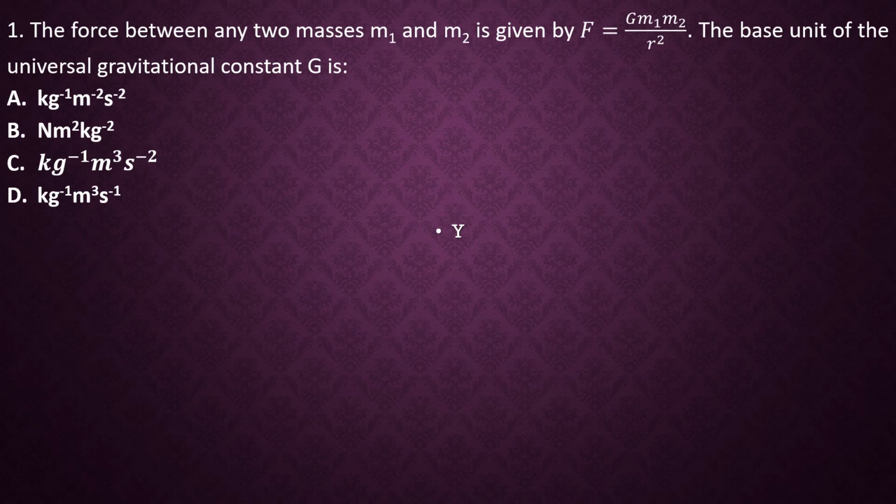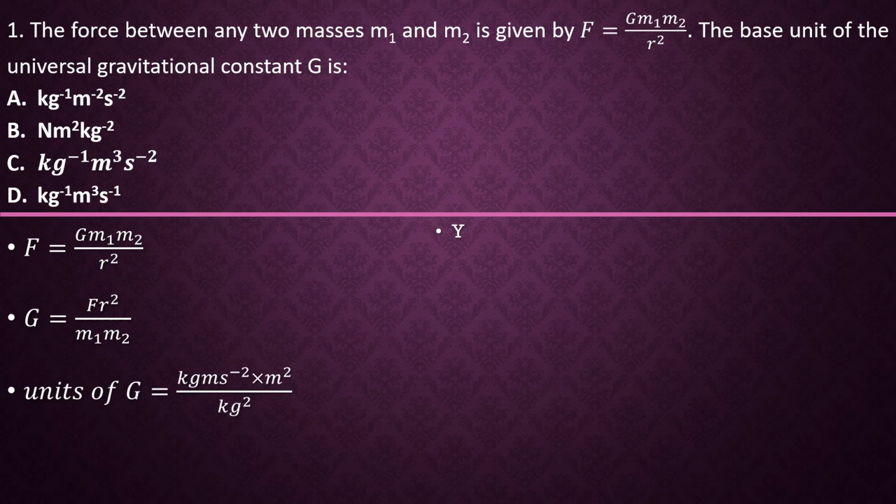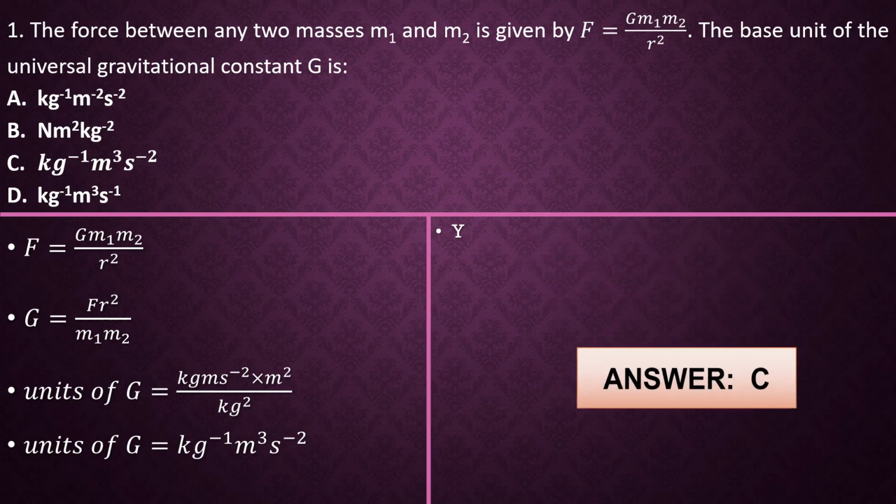Okay, so the first question goes: the force between any two masses m1 and m2 is given by F equals G m1 m2 over r squared. The base unit of the universal gravitational constant G is. Okay, so the very first thing we have to do, of course, is just write out our expression and then make G the subject of the formula, right? And then replace every physical quantity with their base units and see what gives us for G. And so our G is per kilogram meter cube per second squared, and so that answer is C.